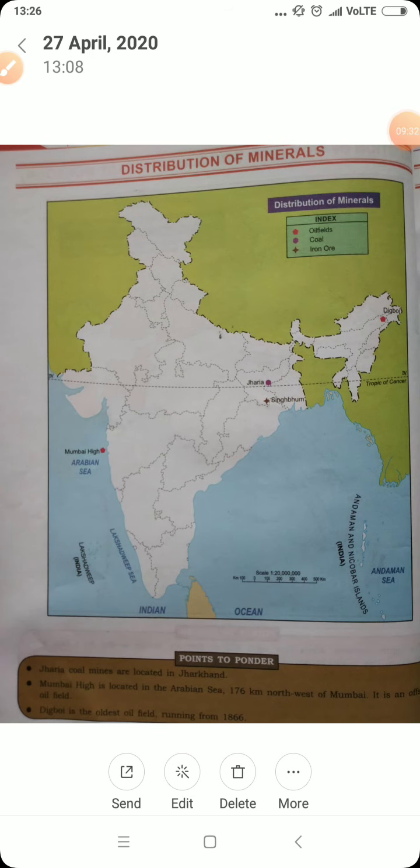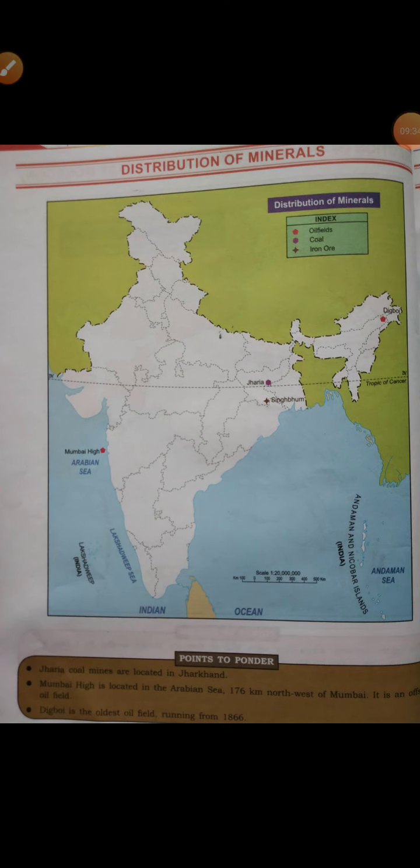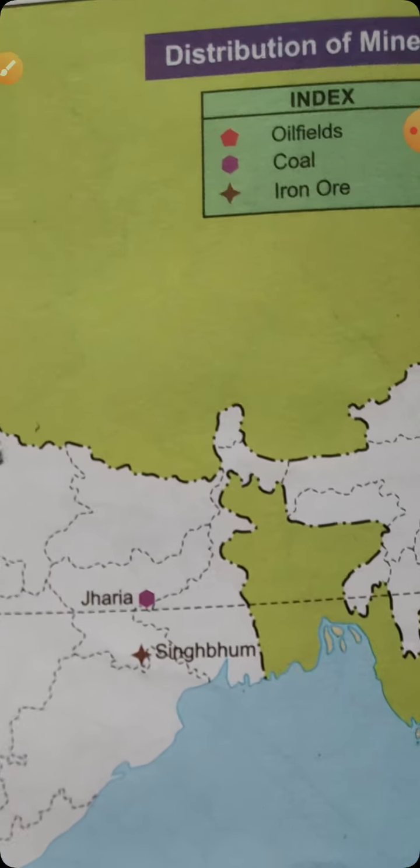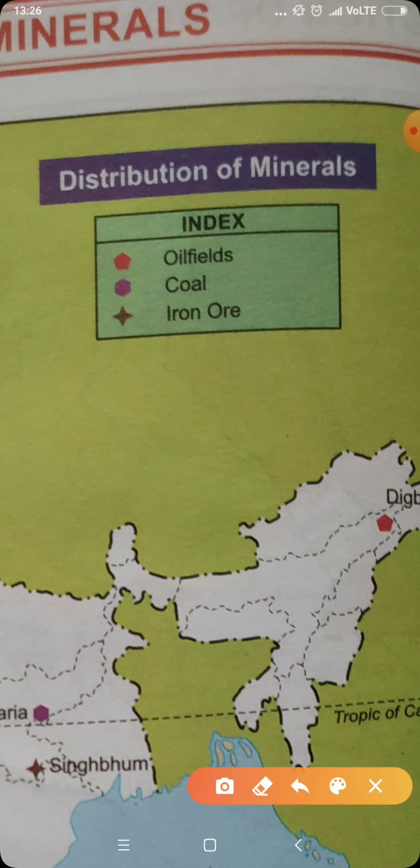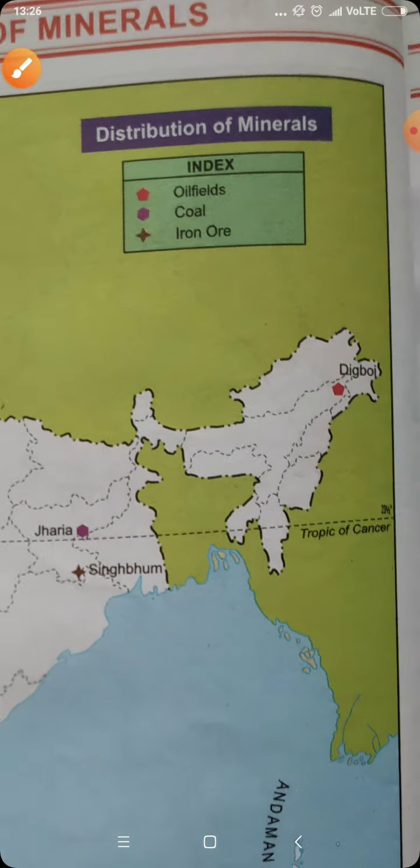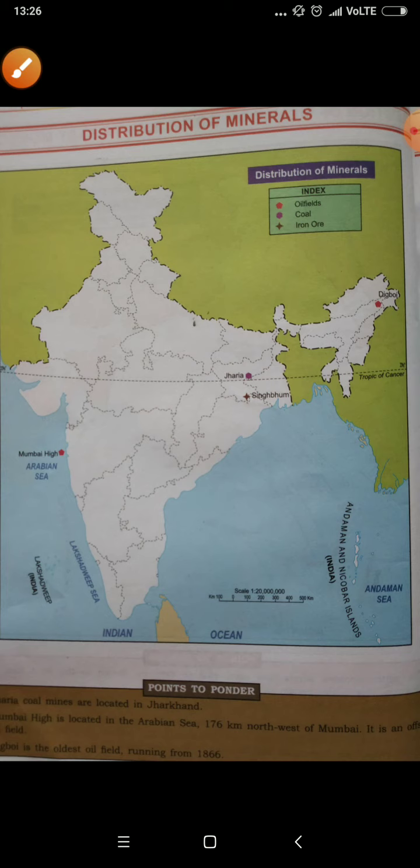So coming on our next slide, what is here? We can see here distribution of minerals. You see how minerals are shown by different colors. Similarly, you can also show different minerals, and you can make a box either there or where space is there, so that you can show them.